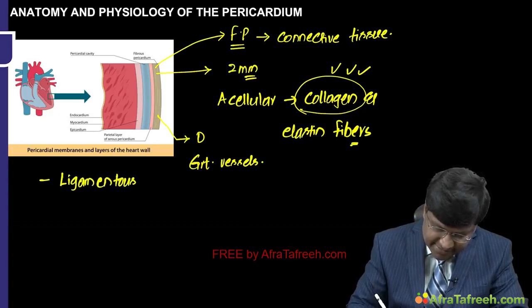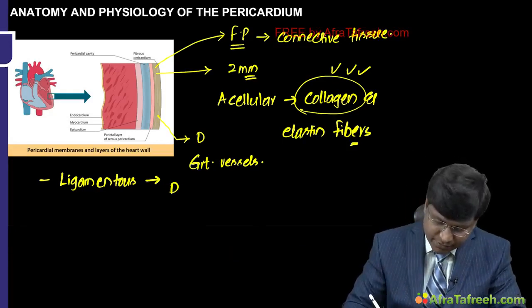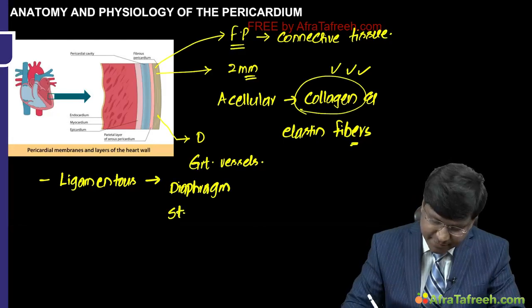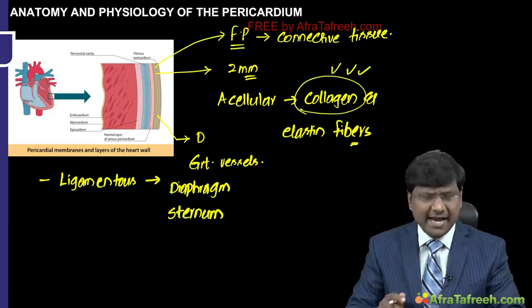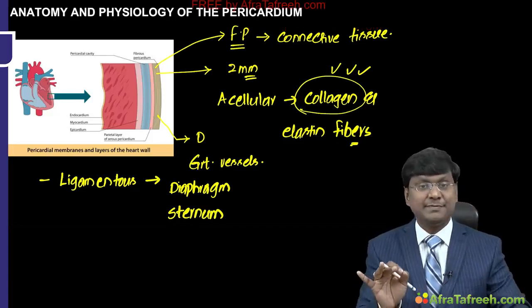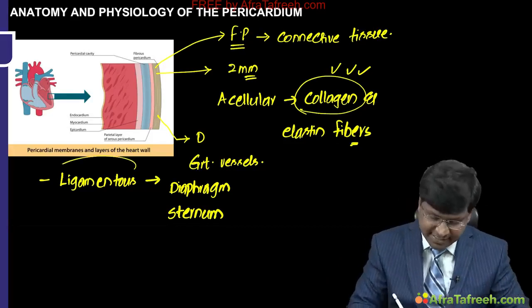And the ligamentous attachments of this fibrous pericardium are to the diaphragm, right? And it has the ligamentous attachment to the sternum and the other structures. That is about the ligamentous attachment of the fibrous pericardium. Now, what is the importance of these particular attachments?